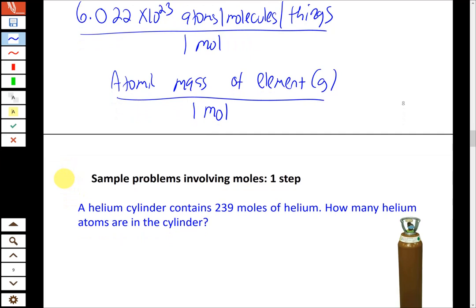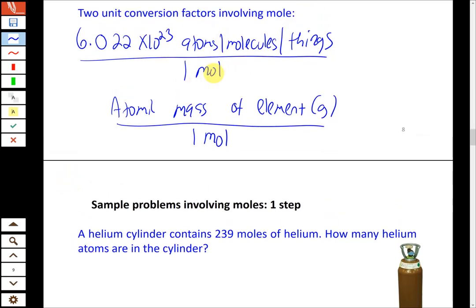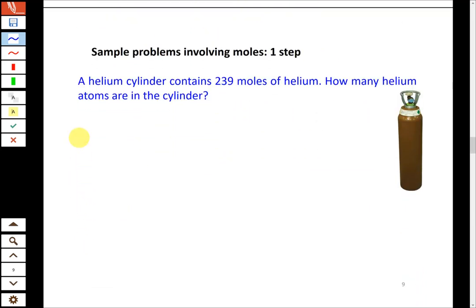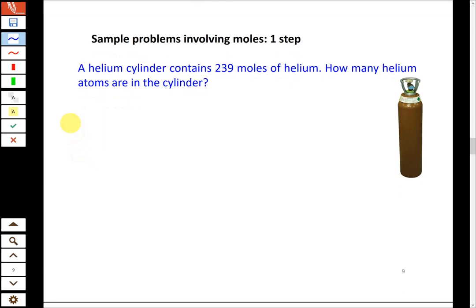All right, so let's do some sample problems that are going to involve these 2 relationships. We want to start thinking about these relationships as conversion factors that allow us to convert between one quantity of a substance and another, using the mole as the linchpin quantity. Okay, so let's say we have a helium cylinder, which is becoming more and more difficult to find as the shortage of everything continues. The helium cylinder contains 239 moles of helium, and we want to know how many helium atoms are in the cylinder.